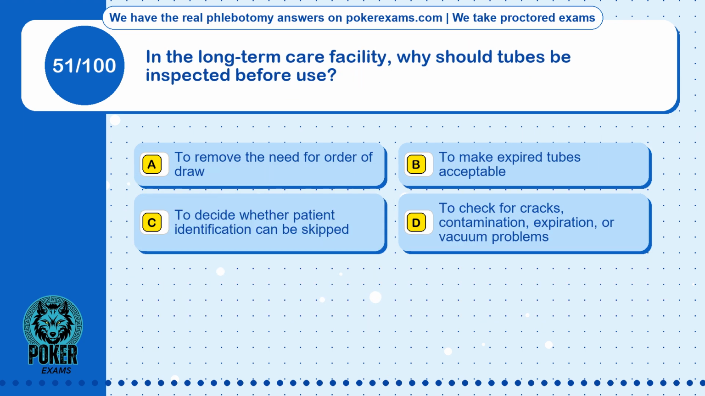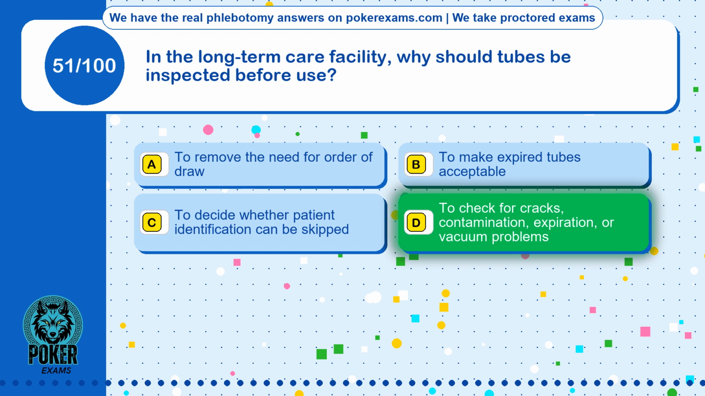Question 51. In the long-term care facility, why should tubes be inspected before use? Option A. To remove the need for order of draw. Option B. To make expired tubes acceptable. Option C. To decide whether patient identification can be skipped. Option D. To check for cracks, contamination, expiration, or vacuum problems.